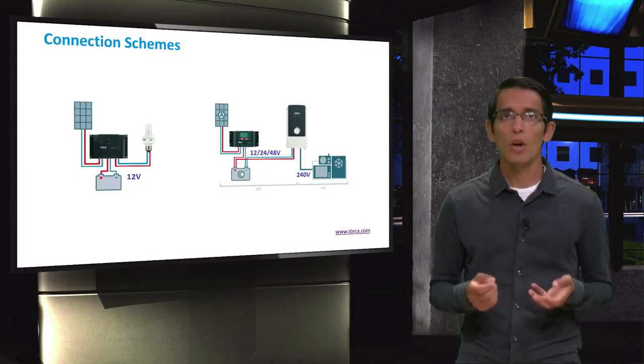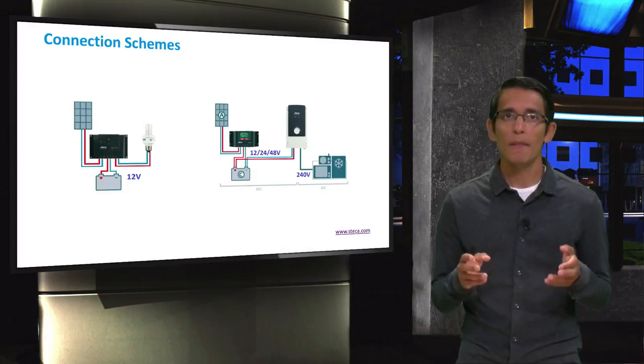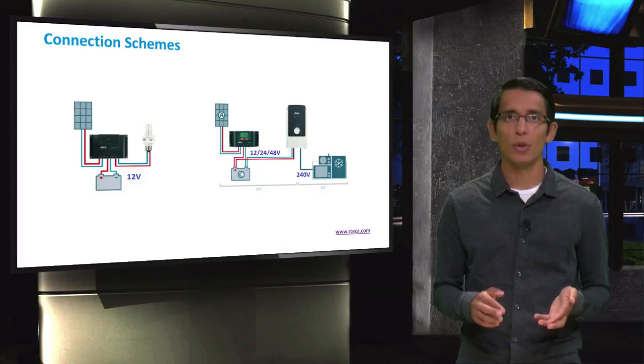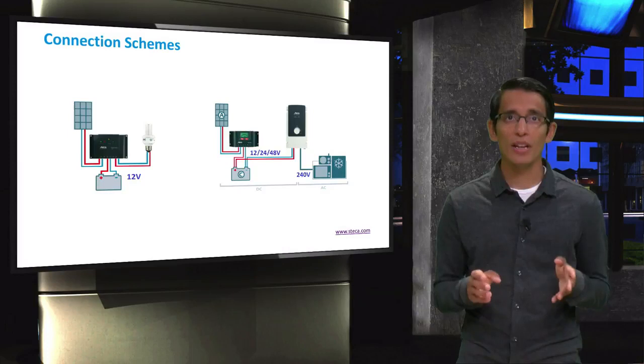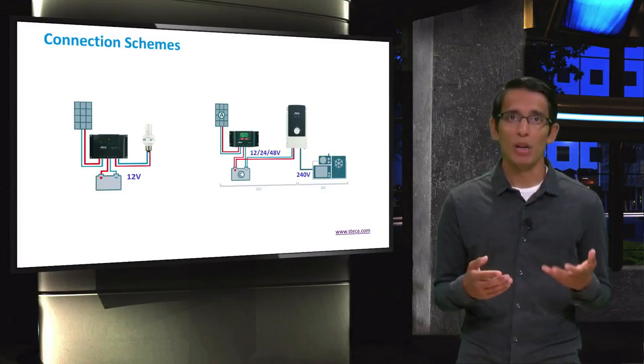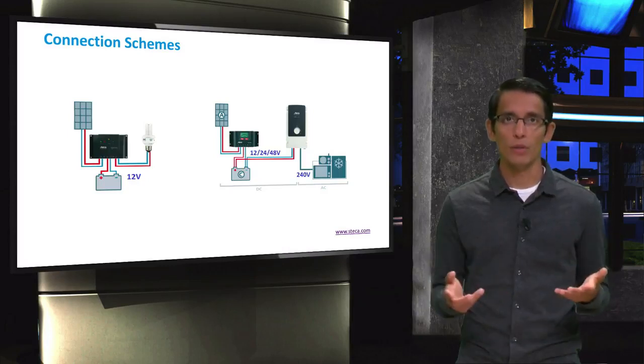On the other hand, when using a slightly larger PV system that also powers big AC loads, the inverter is also connected to the charge controller in addition to the battery setup. Now, loads are connected to the inverter in such a configuration. The system voltages may be 12, 24, or even 48 volts.